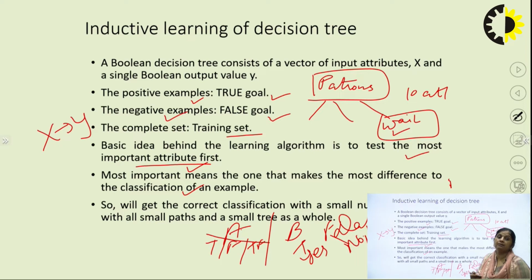Can we take the decision yes or no directly? And if not, what should be the next attribute to check to find this type of class? That is the one that makes the most difference to the classification. So we will get the correct classification with a small number of tests, with small paths and a small tree as a whole. If we take this decision, the complexity of the decision tree will be comparatively low, with a smaller number of tests. Otherwise, we can have more tests when drawing the decision tree.